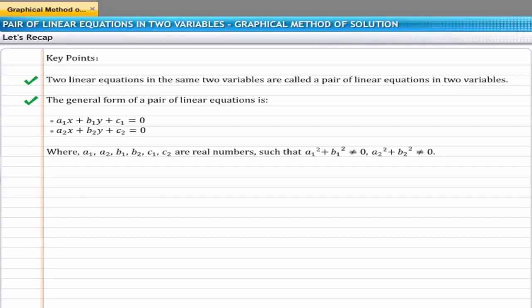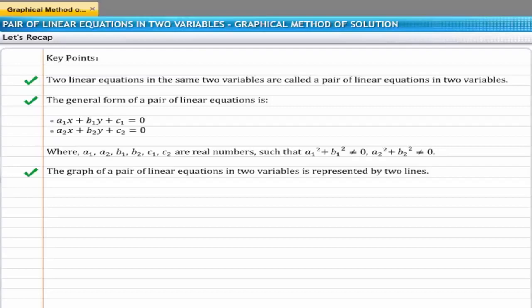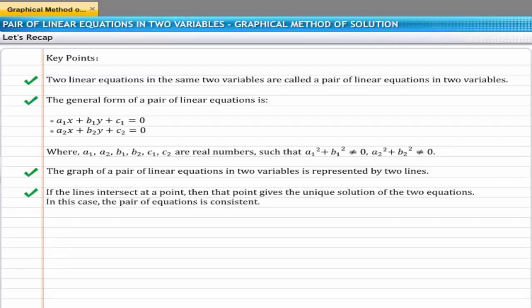where a1, a2, b1, b2, c1, c2 are real numbers, such that a1 square plus b1 square is not equal to 0, a2 square plus b2 square is not equal to 0. The graph of a pair of linear equations in two variables is represented by two lines. If the lines intersect at a point, then that point gives the unique solution of the two equations. In this case, the pair of equations is consistent.